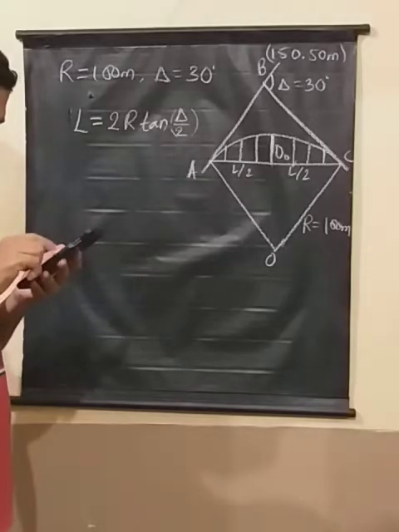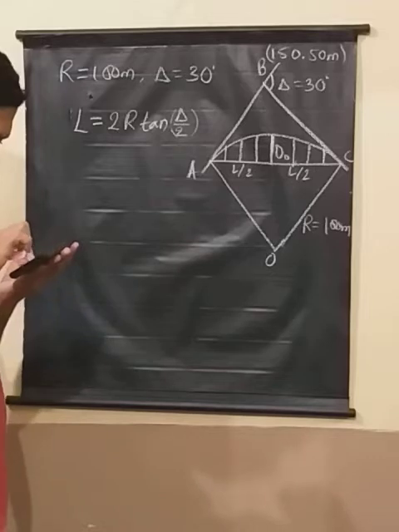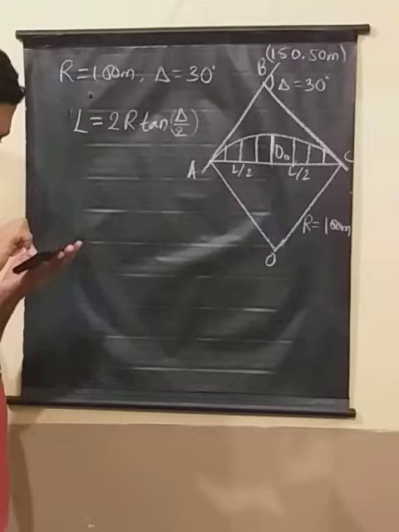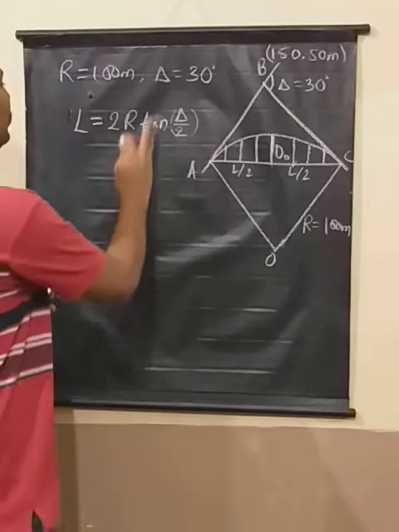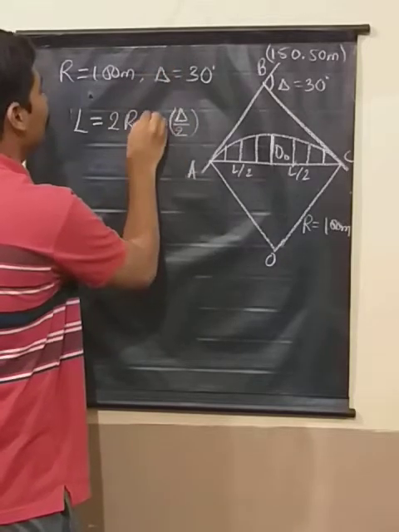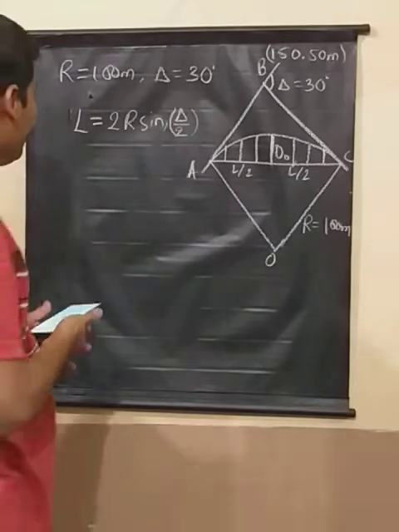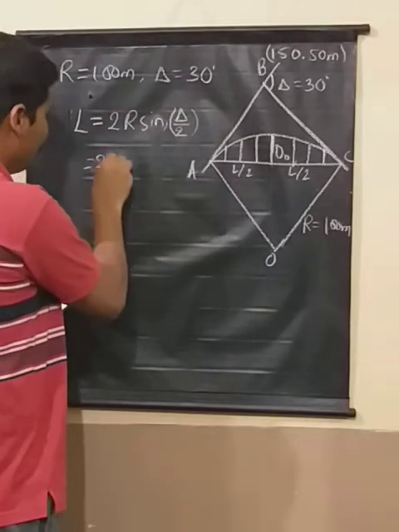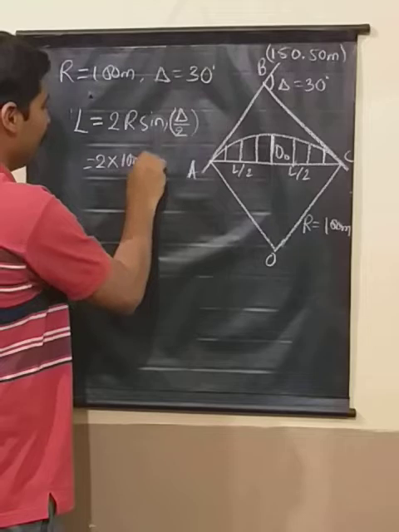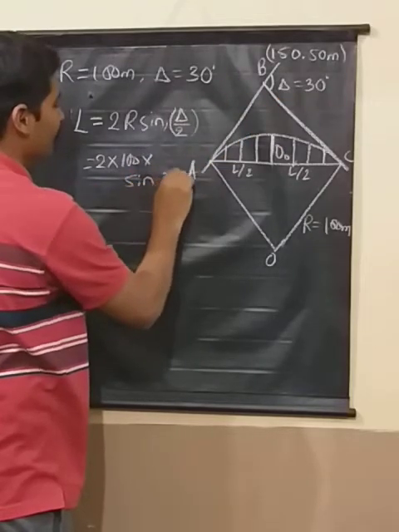So first let me confirm the formula. Length of long chord is 2r sine delta by 2. It is correct. So the length of long chord formula is 2r sine delta by 2. Now I will substitute the values: 2 into 100 into sine delta, which is 30, by 2.